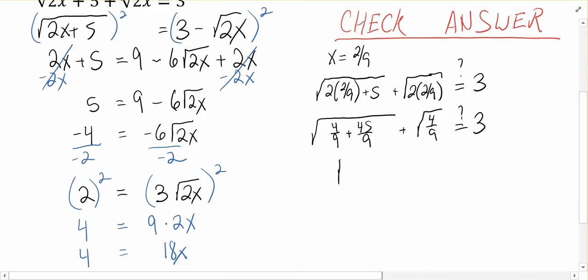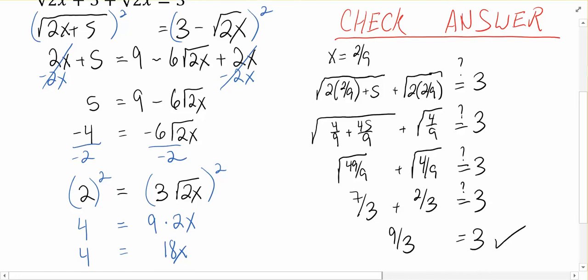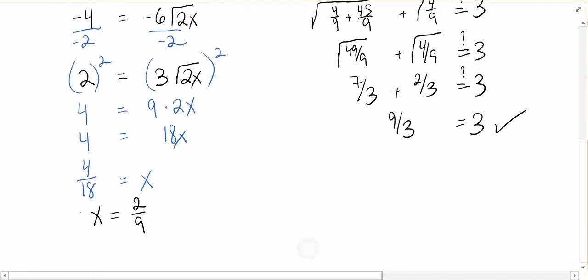So I'm going to get the square root of 49/9 plus the square root of 4/9 is supposed to be 3. So that's 7/3 plus 2/3, which would be 9/3, which is in fact 3. What that tells me is that x equals 2/9 is in fact the correct answer.